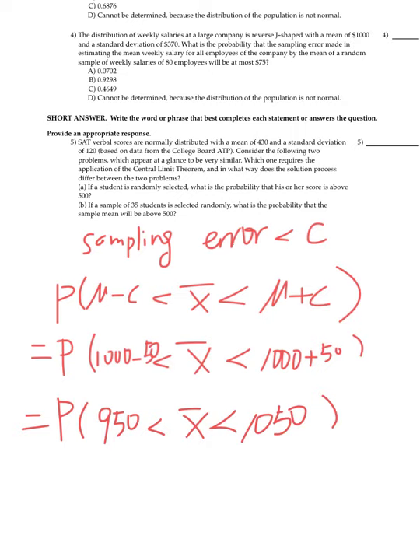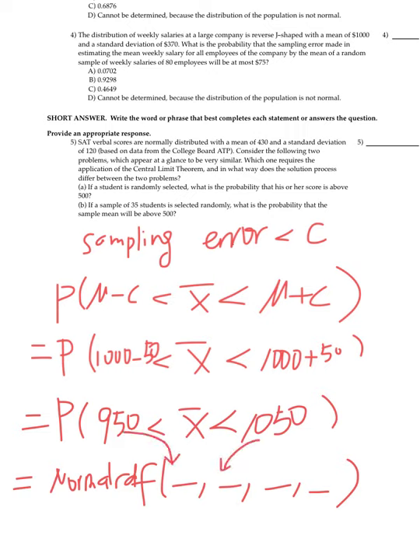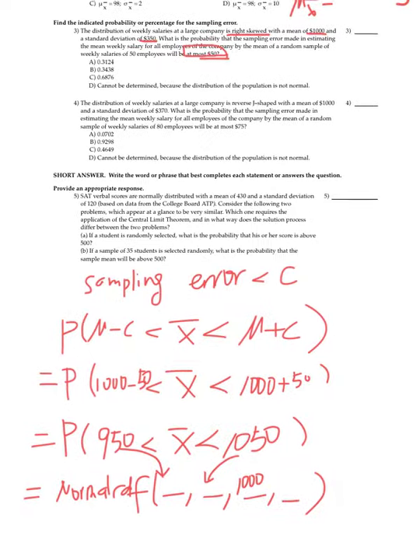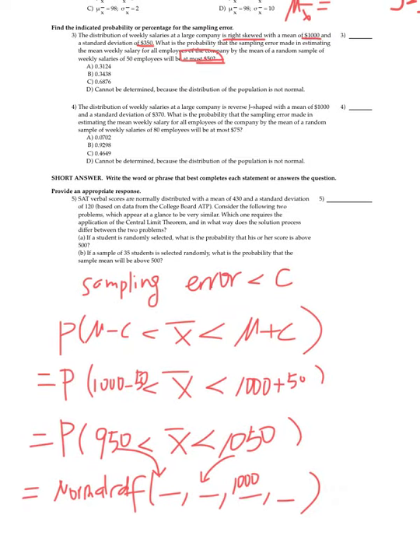950, right? Now we can use calculator, normal CDF, minimum, maximum, mean, and standard deviation. Minimum 950, maximum 1050. And for the mean is equal to the population mean. Population mean is 1000, right? And for the standard deviation is equal to population standard deviation over square root of the sample size. What is our sample size? Our sample size is equal to 50. We have 50 employees. So it's equal to 350 over square root of 50. We can input this number into our calculator to get the solution.